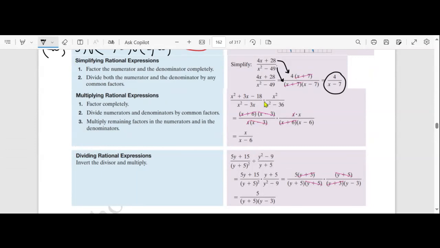Same thing here, this is multiplication. So you need to factor the top, greatest common factor for the bottom, factor this side as well. Then you cancel and you get this answer.